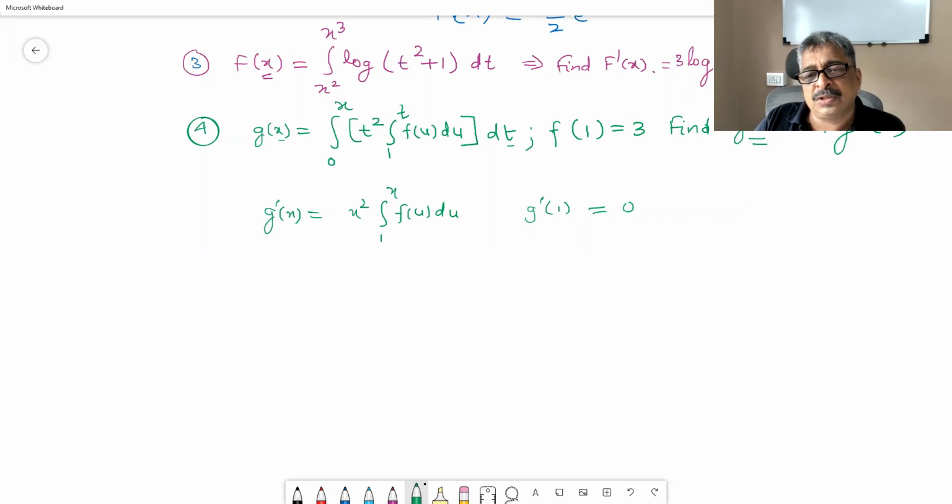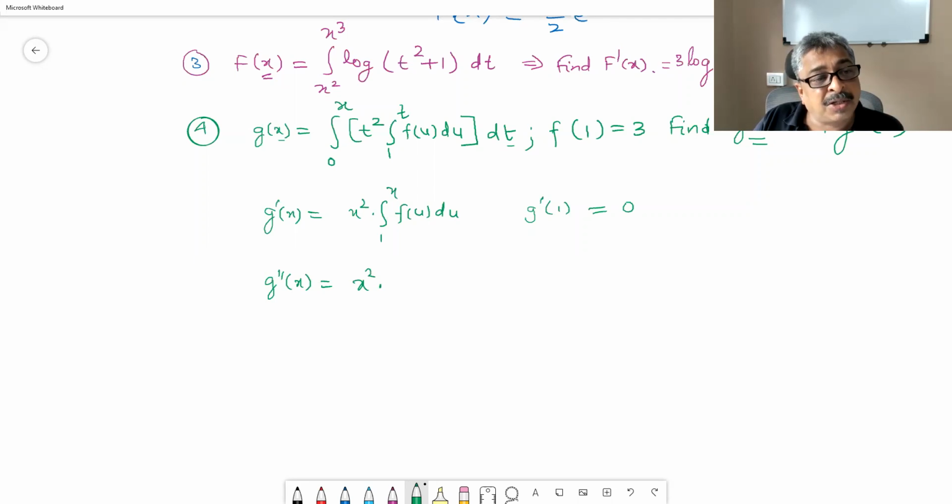Therefore, g dash of 1 is 0. Now we need to find out g double dash of x. There are two functions: one is x square, another is this integral function. Therefore, using the chain rule or multiplication rule, x square into the derivative of this. Again, same story, derivative of this, because this is independent of x.